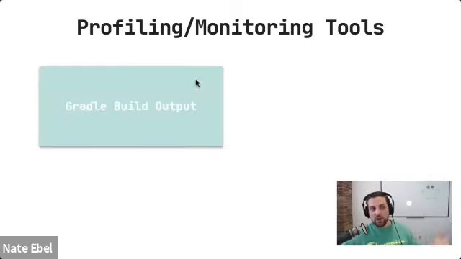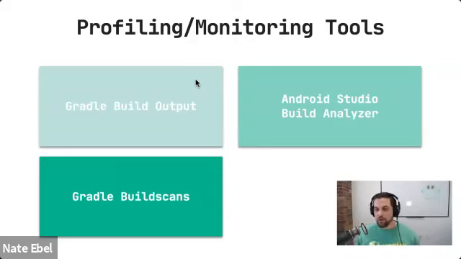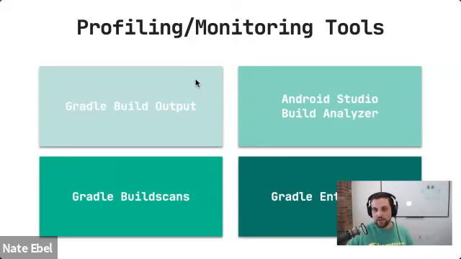We have just the raw Gradle build output. We have Android Studio's build analyzer. We have Gradle Buildscans, and then Gradle Enterprise. So we're going to talk about the differences and how these fit together.